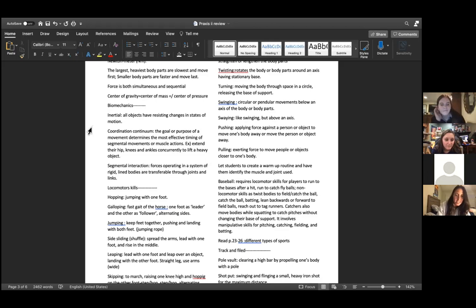Inertia: all objects resist changes in their states of motion. Coordination continuum: the goal or purpose of a movement determines the most effective timing of segmental movements or muscle actions. Example: extend the hips, knees, and ankles concurrently to lift a heavy object. Segmental interaction: forces operating in a system of rigid linked bodies are transferable through joints and links.